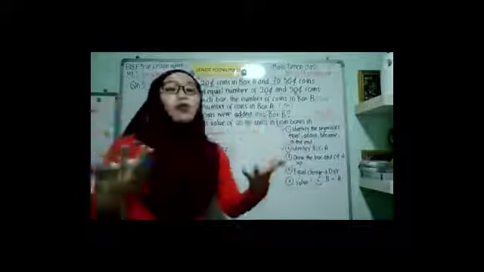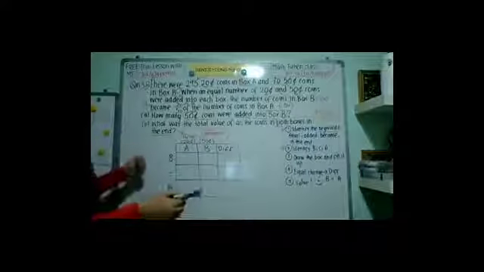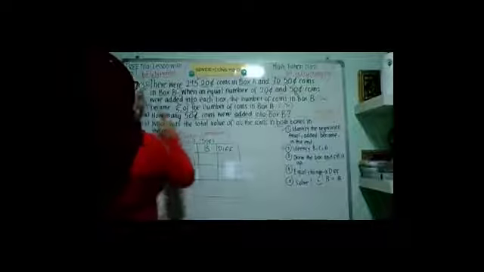In the end, you need to find the total value, the total amount of money that you have in both boxes. Okay, let's go. Before A. Before A, how many 20-cent coins were there? There were 295 20-cent coins. So we put inside here, 295.